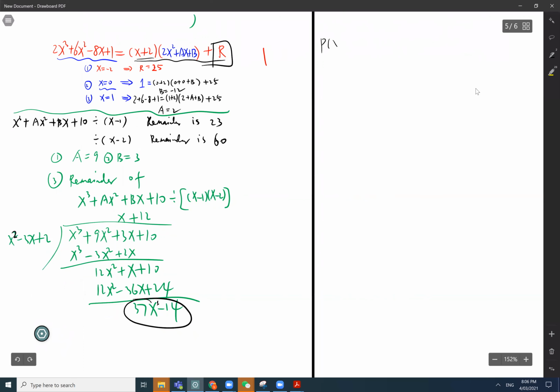Polynomial P(x) divide, remainder 23. Divide, remainder 60. What's the remainder if you divide by this?